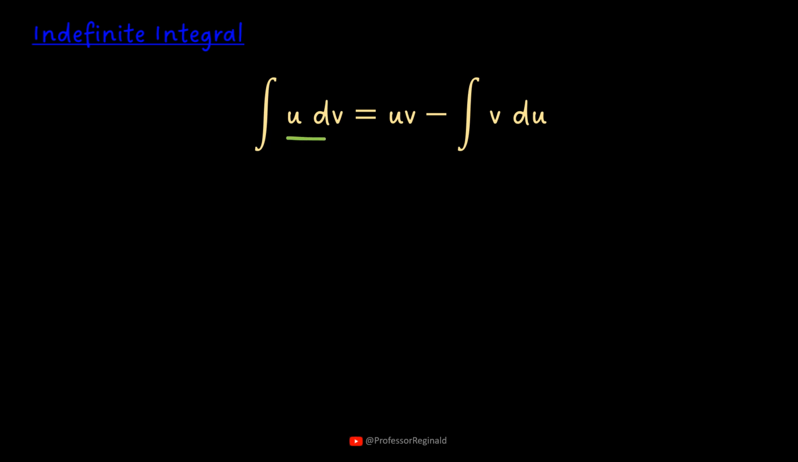For an indefinite integral, integration by parts is given by the following formula. The integral of u times dv is equal to u times v minus the integral of v du. But first, the integrand has to be separated into two parts, where u is an expression in terms of the independent variable, and dv is another expression in terms of the independent variable multiplied by its differential.